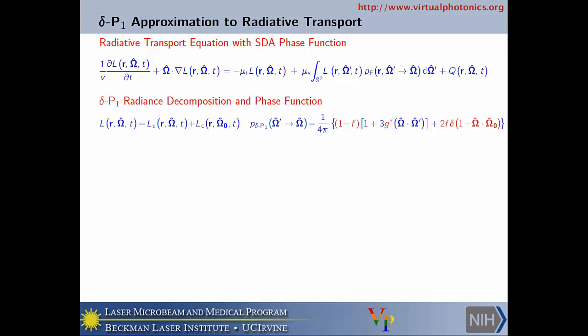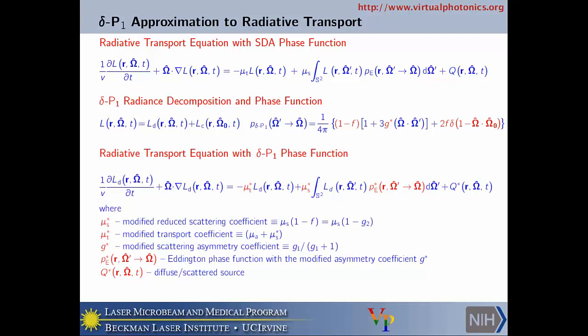So now, in order for this to be a probability density function, it has to integrate to 1 over all angles. And so what happens is that the single scattering anisotropy here will be a smaller value compared to the g in the Eddington phase function, because you've relieved some of the anisotropy using the delta function. And so if you now plug these things into the radiative transport equation, you'll get a radiative transport equation with the delta P1 phase function.